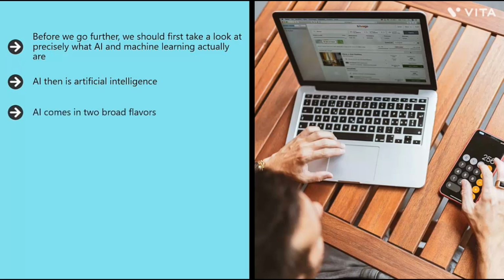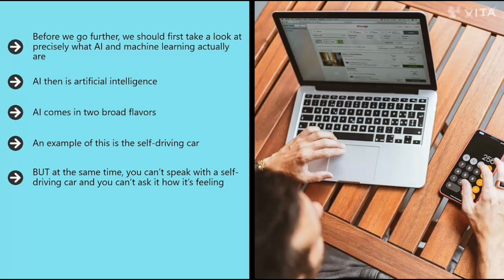AI comes in two broad flavors. One is weak AI, which is also known as narrow AI. Weak AI is essentially a form of AI that is designed to perform a specific job. An example of this is the self-driving car. This form of AI is capable of knowing the positions of countless cars on the road and being able to respond by steering, accelerating, braking, etc. If you were to watch a self-driving car from the outside, you might think a human were driving. In that way, it does a job that would normally be considered a human role. But at the same time, you can't speak with a self-driving car and you can't ask it how it's feeling. A self-driving car would certainly not pass the Turing test.